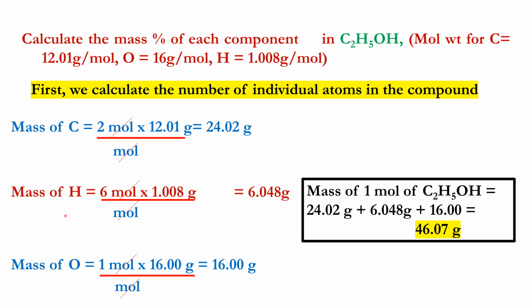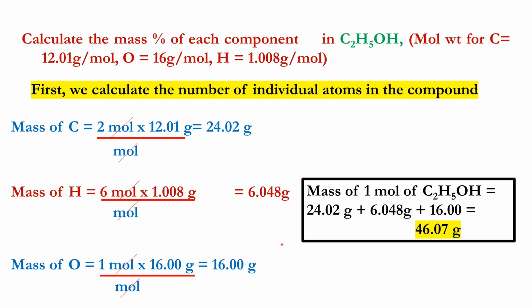So for mass of hydrogen, if we look at the formula, there are 6 hydrogen atoms. So 5 plus 1, 6. So it will be 6 mole multiplied by the molecular weight of hydrogen, which is 1.008 gram per mole. Again, we have written it gram divided by mole so that units can cancel out. So this mole will cancel out this mole, and our final answer will then be in gram, because gram is the only unit that did not cancel out. So mass of hydrogen is then 6.048 gram.